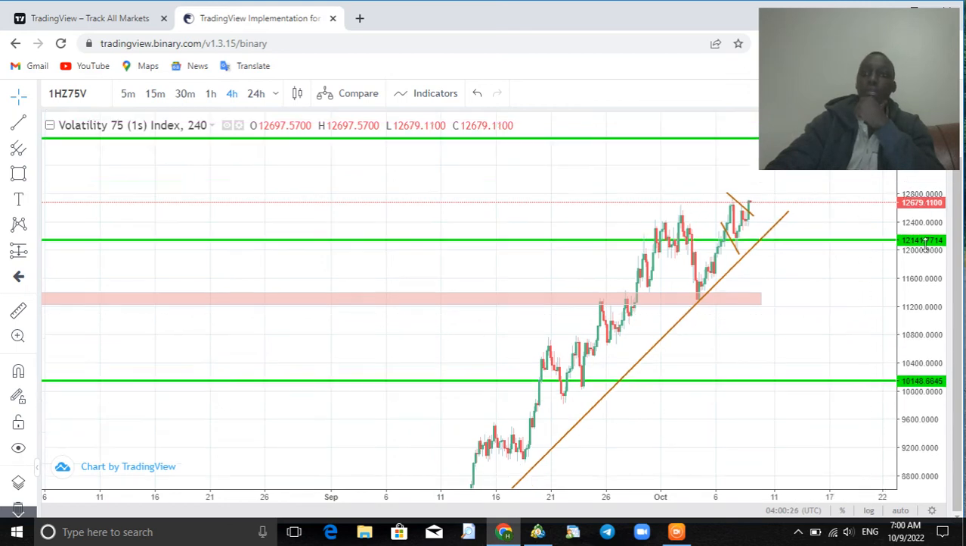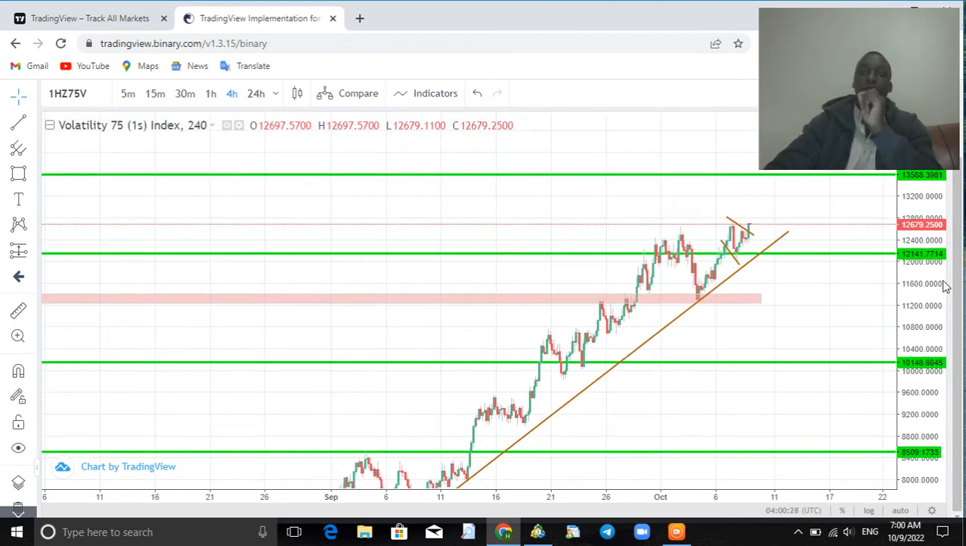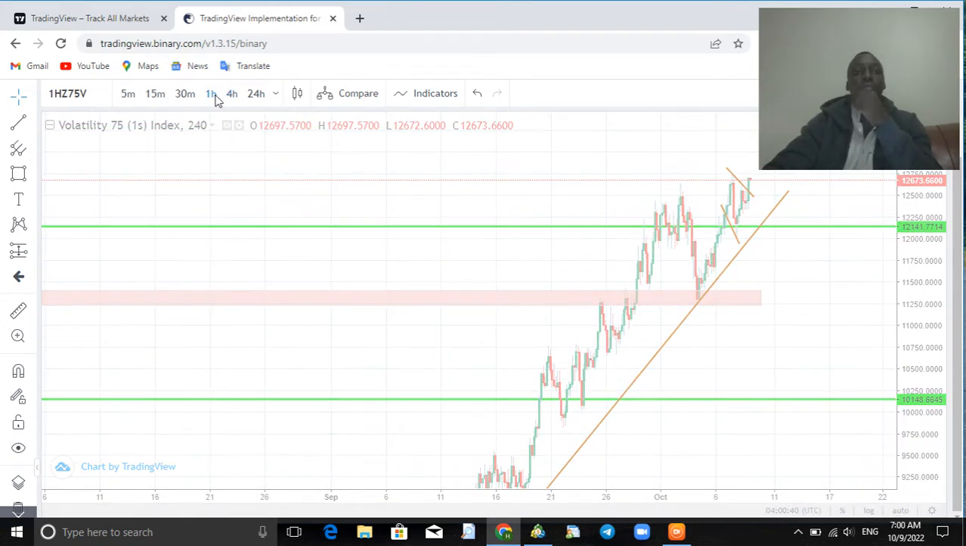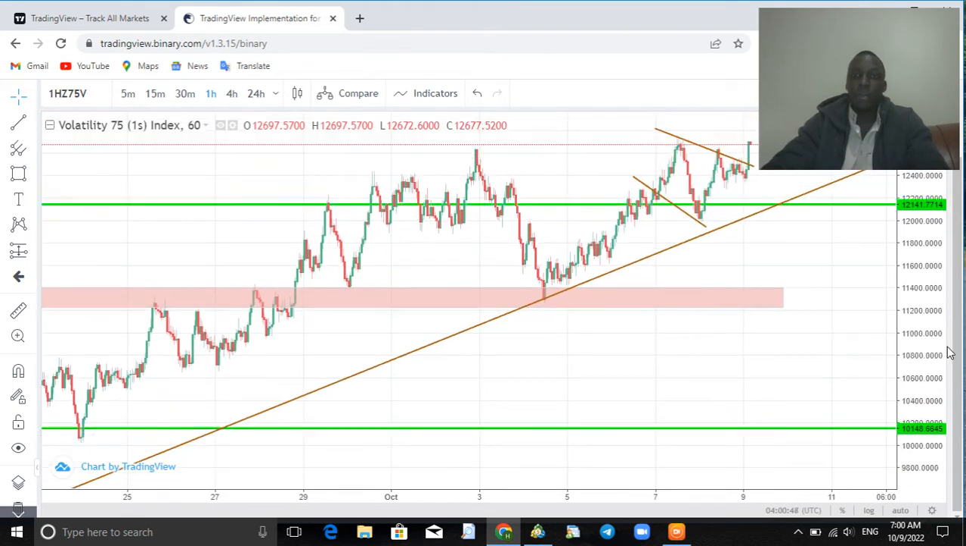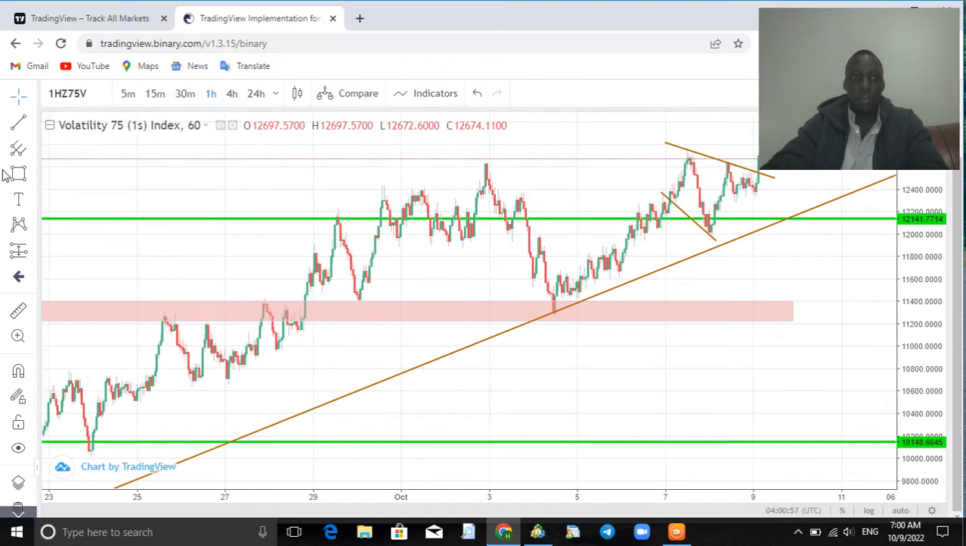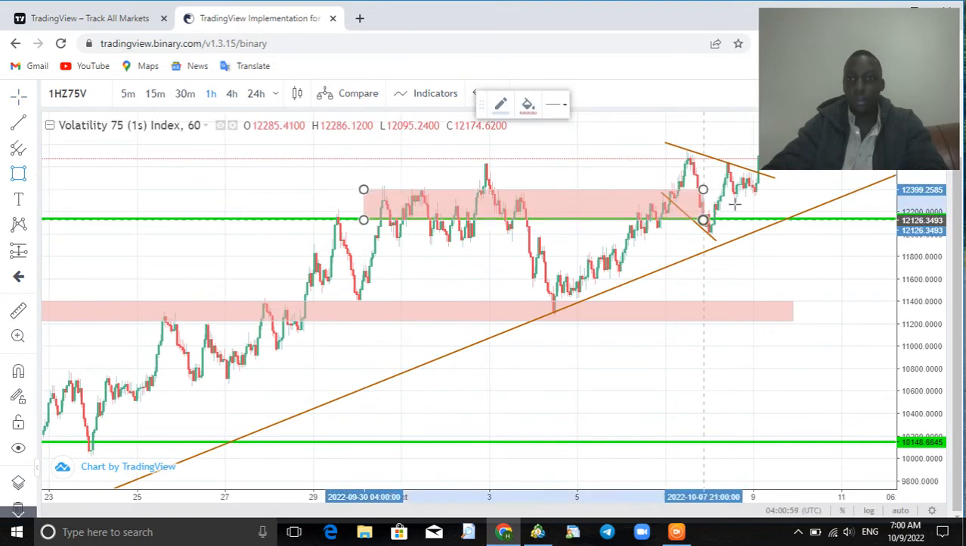Now remember, if we are in a trending market, we must also look for continuation patterns. Now at the moment I've spotted a nice falling flag. Now when you come to the hour 1 time frame, that's where you can see this flag that's nicely spotted. Now we have our support level here.